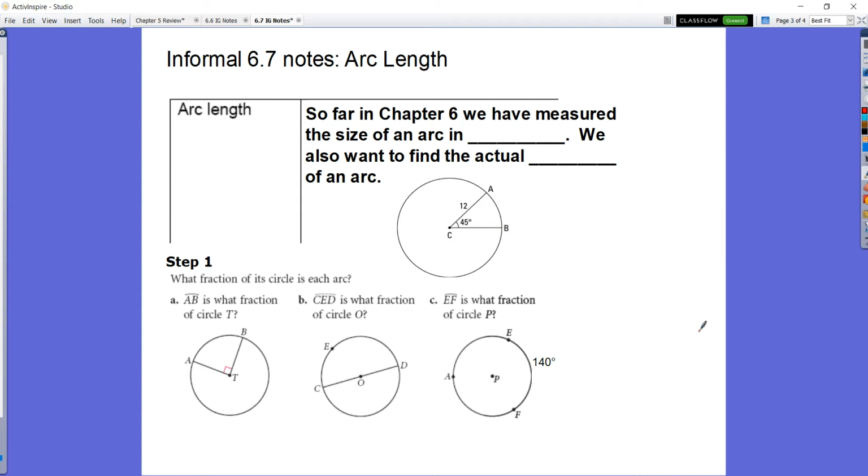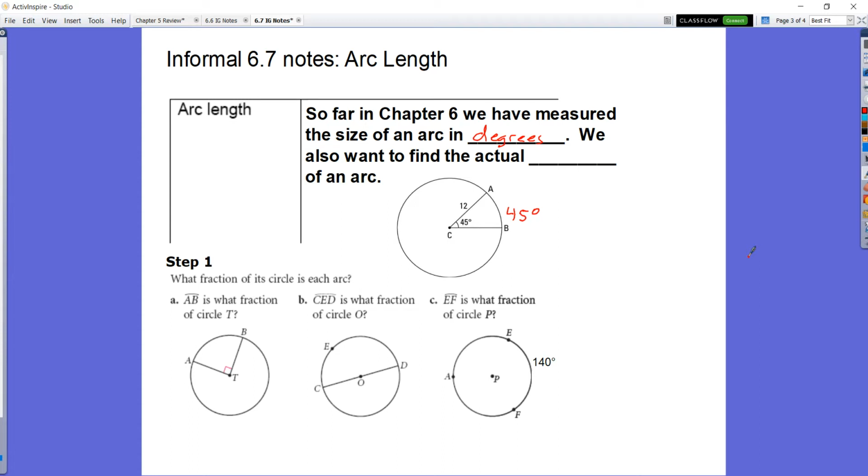Okay, so far in chapter 6, we have measured the size of an arc in degrees. Okay, so that's what we've done so far. We've just figured out the degrees of an arc. Like arc AB, if we're looking at this, we have this central angle, it's 45 degrees, and we know that my central angle and my arc is the same exact size. So this would also be 45 degrees. Okay, so that's what we've done so far, measuring the arc in degrees.